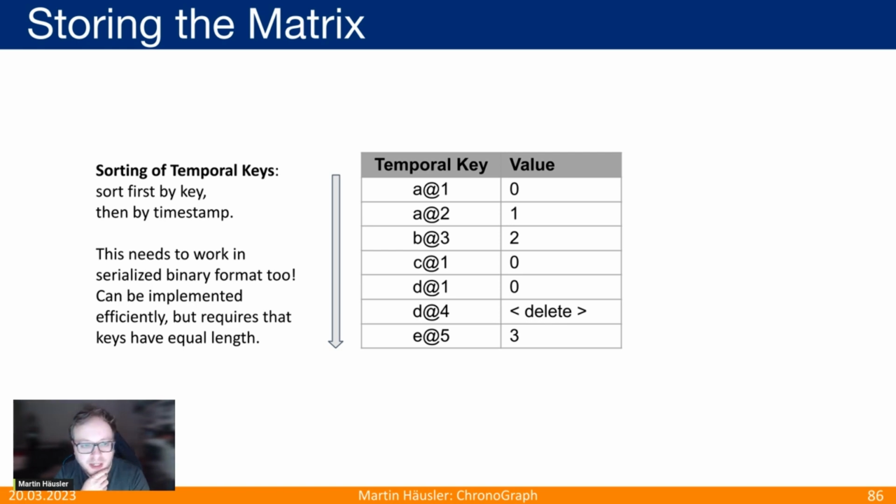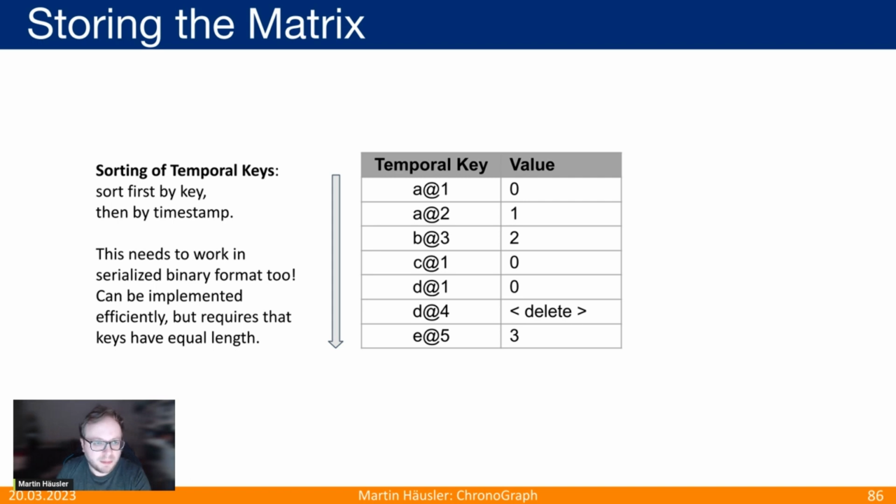One thing that's crucial here is the sorting of the temporal keys. We always sort first by key and then by timestamp. And this sorting needs to work in the binary format too. This can be efficiently implemented, but it requires that all the keys have equal length. ChronoGraph uses UUIDs by default. You can use custom IDs as well, but if you do that, you are responsible for ensuring that the keys all have the same length, otherwise things will break.